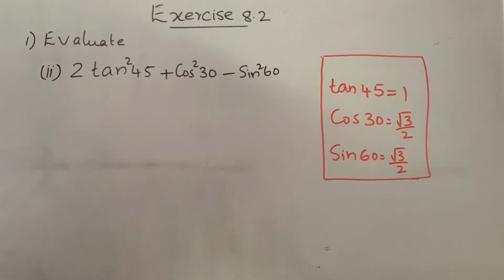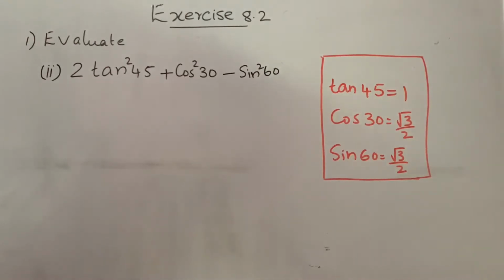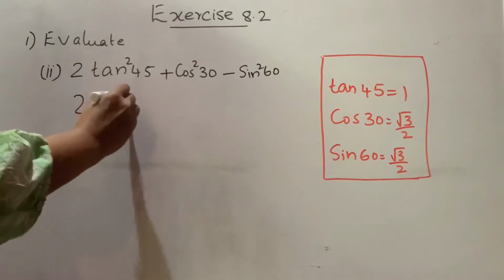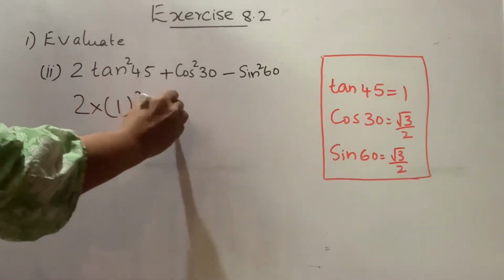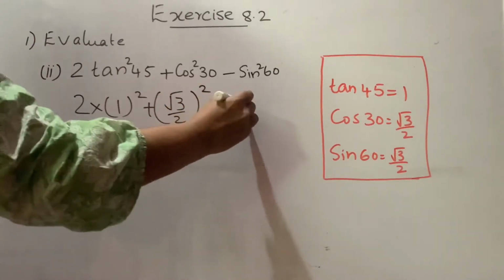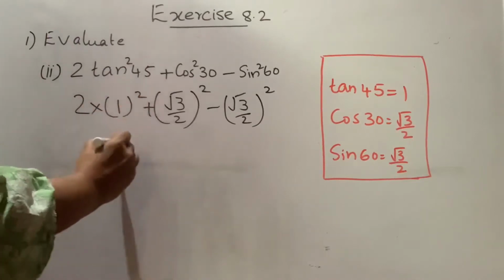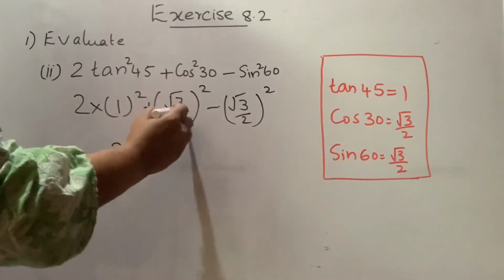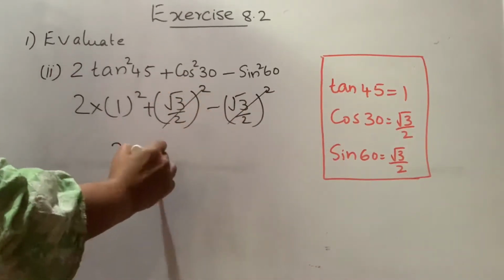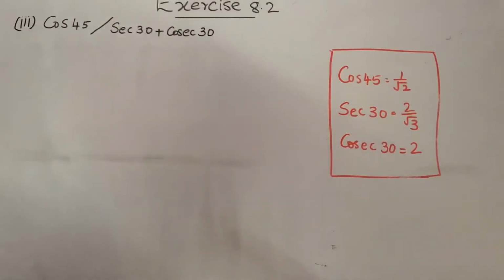Second part of the question. Look at the values. Substitute in the expression. 2 into 1 square plus root 3 by 2 square minus root 3 by 2 square. 2 into 1 square is 2, plus root 3 by 2 square minus root 3 by 2 square is 0. 2 plus 0, 2.